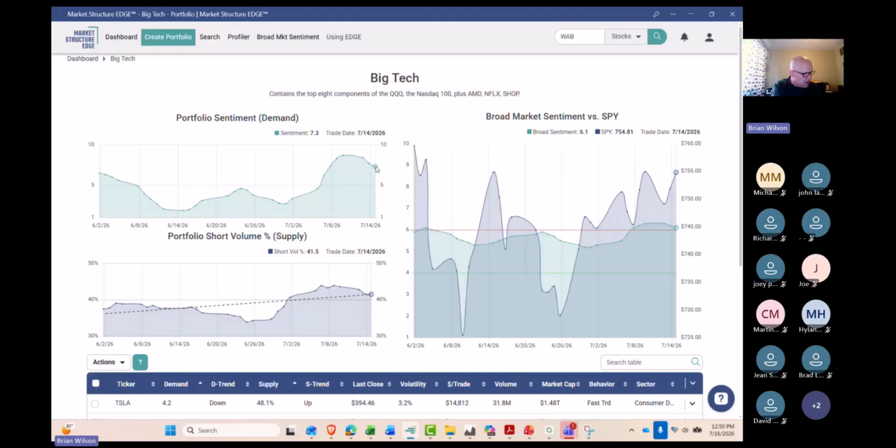We would classify what we're ultimately looking for when we're looking for being able to project broad market moves. We're hoping that big tech and the broad market are in alignment. In other words, is sentiment moving higher for big tech? Is short volume moving lower? It's the same thing happening for the broad market. Right now we would say they're mostly in alignment, but sentiment is weaker for both of them at this particular time. So let me stop my screen share.